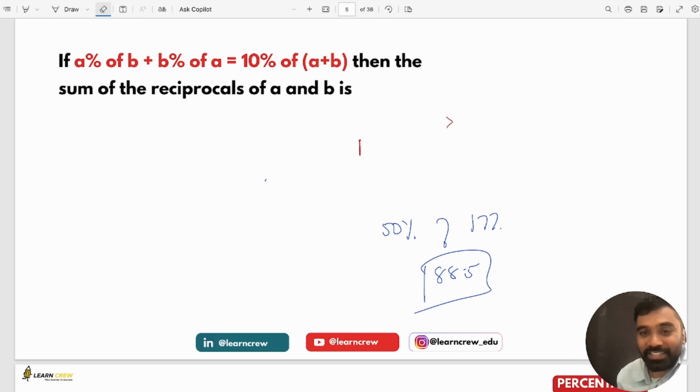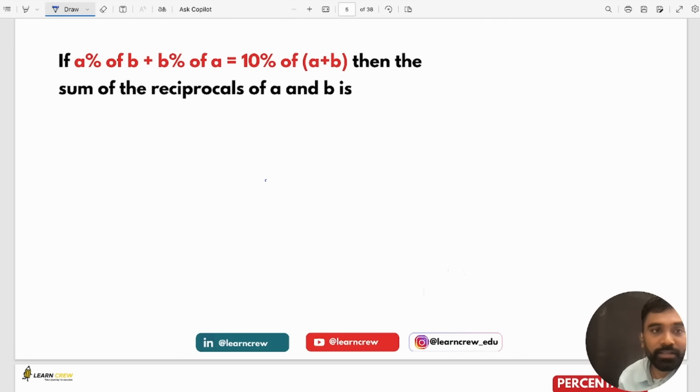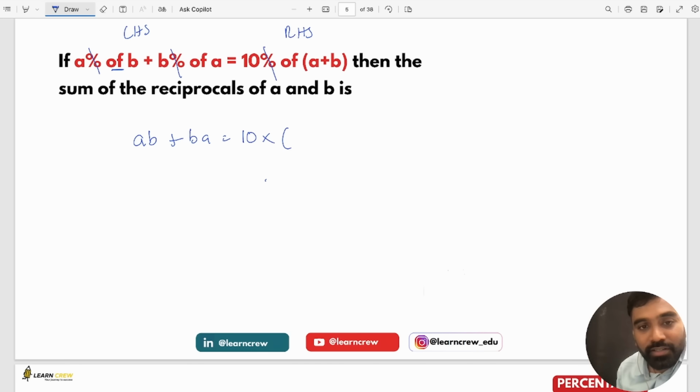With this said, let us go to the next question. A percentage of B plus B percentage of A equals 10% of A plus B. Now what do you observe? Percentage is everywhere. This is LHS and this is RHS. Can percentages cancel? Yes, absolutely, percentage is common everywhere. What is the meaning of of? Of means multiplication. So it means AB plus BA is equivalent to 10 into A plus B.